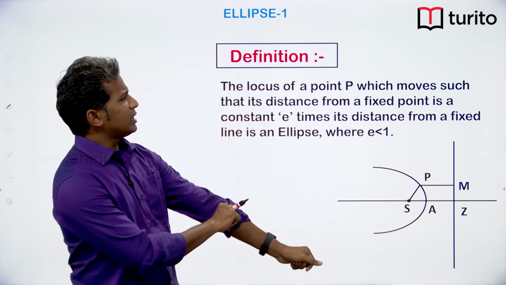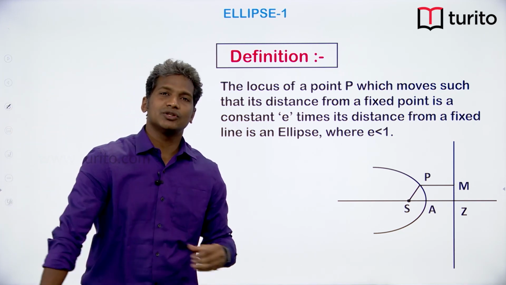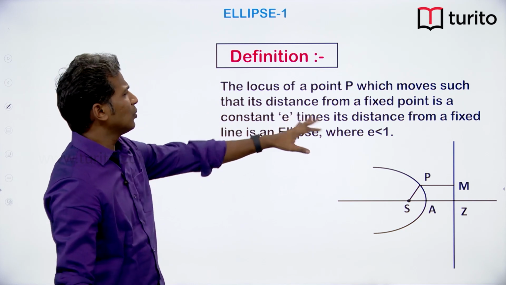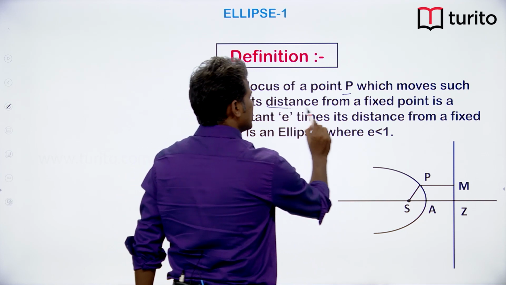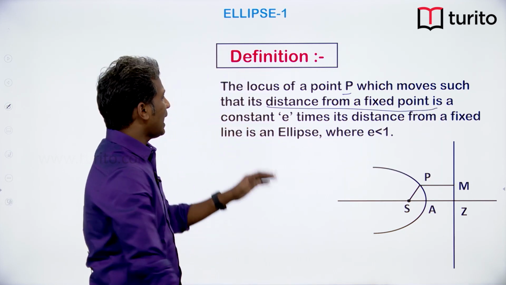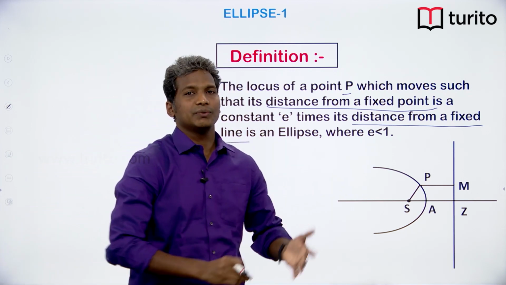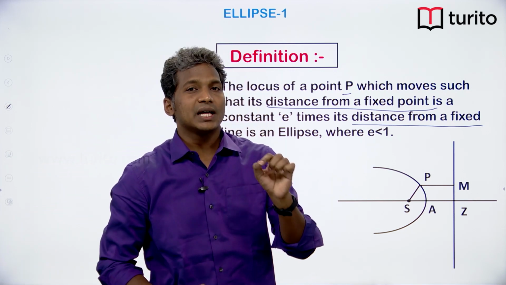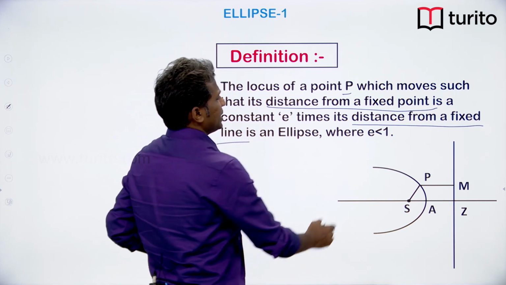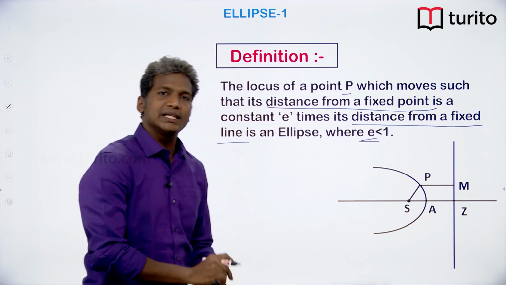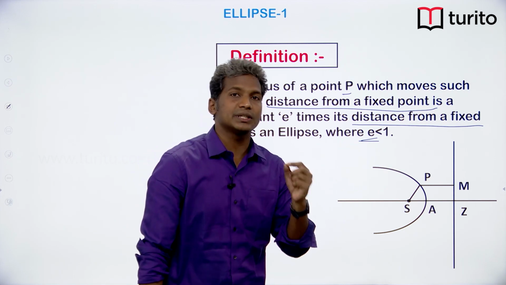So first, what is the definition of ellipse? Here you already know the definition of conic. So it is the locus of a point P which moves such that its distance from a fixed point and its distance from a fixed line are at a constant ratio. Now this ratio must be less than 1 for the curve to be an ellipse. Here that ratio is called eccentricity, and it has to be less than 1. And remember that e is a constant.